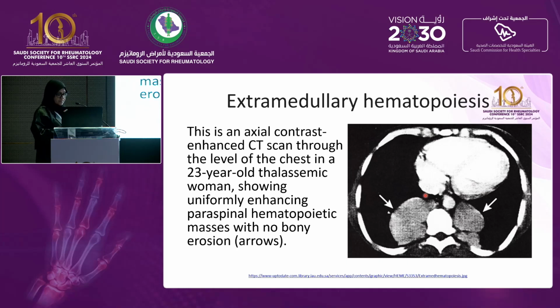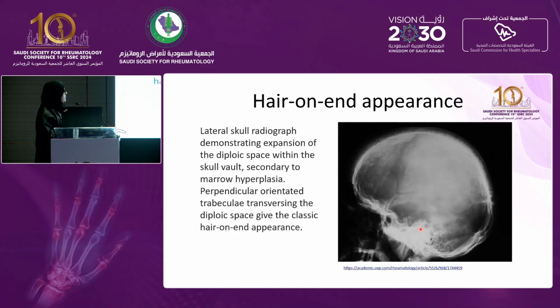Okay, this picture is showing the extramedullary hematopoiesis that can be seen also near the spine and vertebra. Hair on end appearance can be seen in the skull, which is secondary to marrow hyperplasia. And as you see here, we call it hair on end appearance.